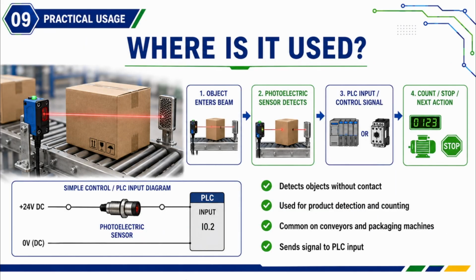Now let's see where it is used. When an object enters the light beam, the photoelectric sensor detects it and sends a signal to the PLC input or control circuit. That signal can be used for product detection, counting, stopping a conveyor, or starting the next action. That is why photoelectric sensors are very common on conveyors, packaging machines, and industrial automation systems.